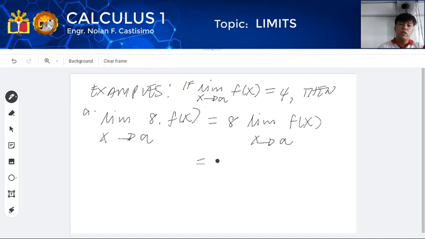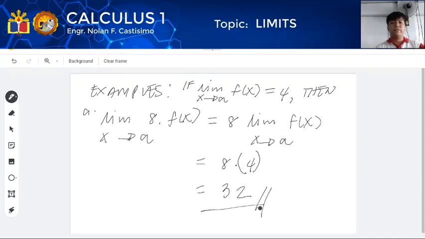Tama? So, 8 times 4, ganyan, lagyan natin ng parenthesis, is equivalent to 32. Ayan. So, yan na yung final answer natin for example A. Next, letter B.